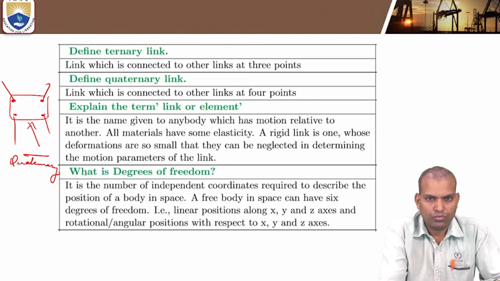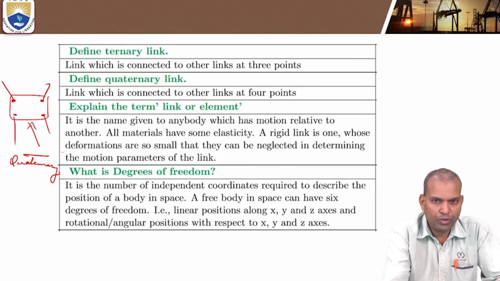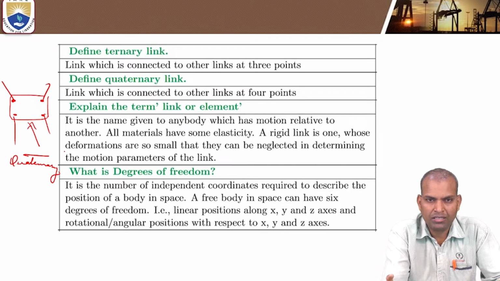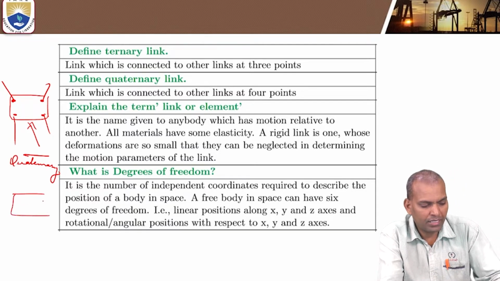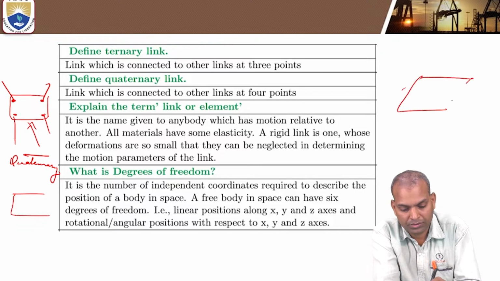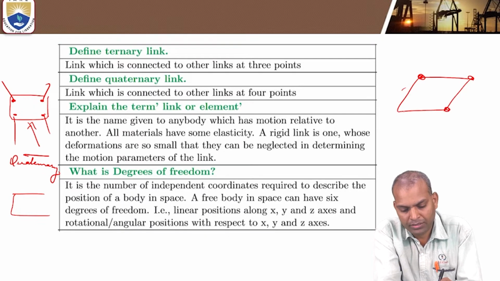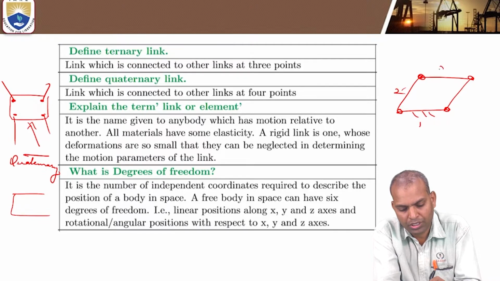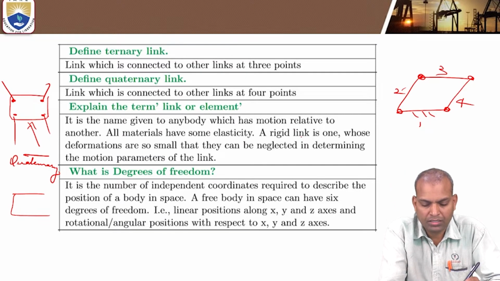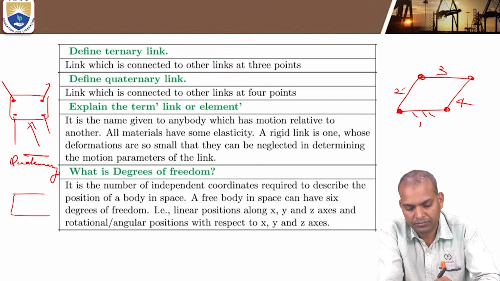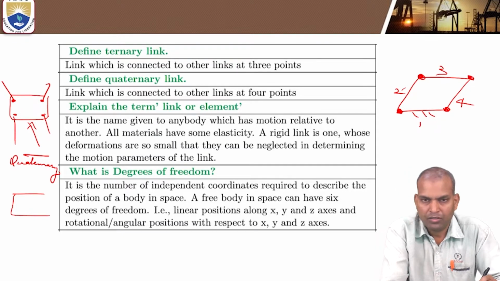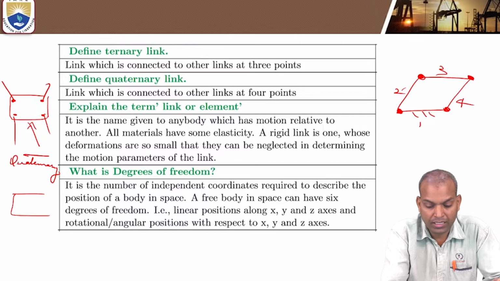So generally these types of links are used in the case of, suppose a 4-bar mechanism is there. In the 4-bar mechanism, all links are binary links. In the 4-bar mechanism, links 1, 2, 3, 4 are binary links. Okay, 1, 2, 3, 4 binary links.